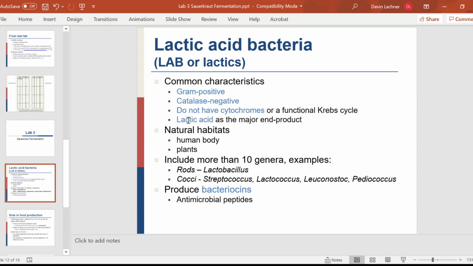Most bacteria are not going to be producing lactic acid, and as the name implies, that is what makes these bacteria special: their ability to create this acid and then survive in those conditions, okay? Another thing they produce are known as bacteriocins, which are antimicrobial peptides, okay?